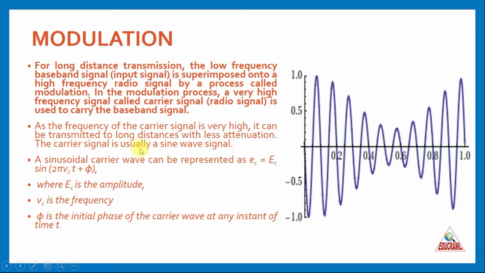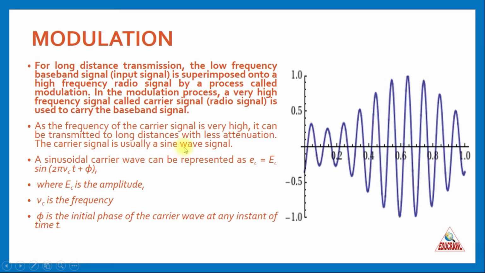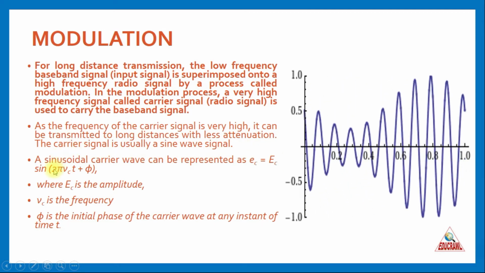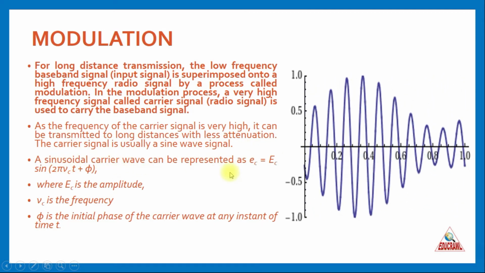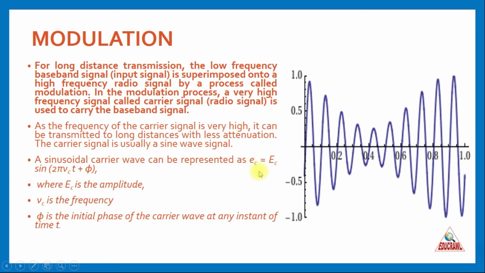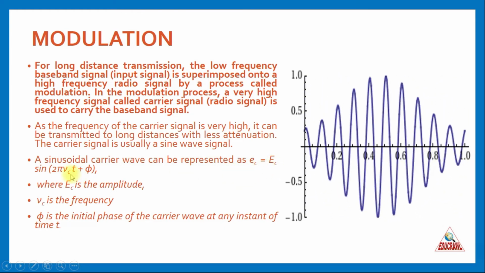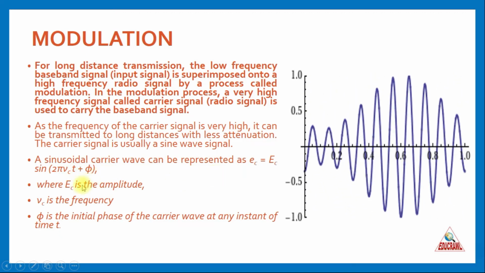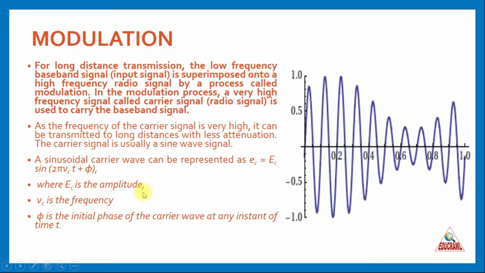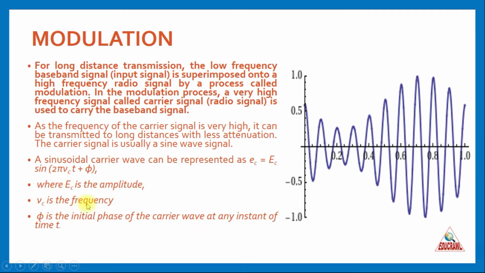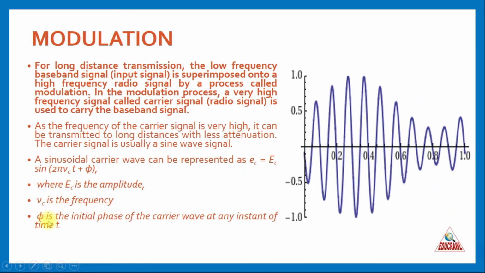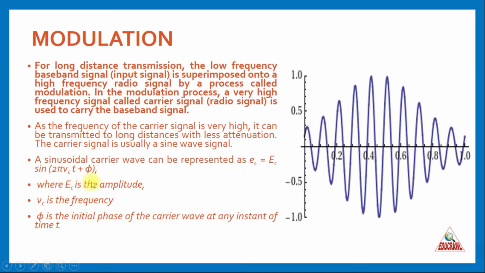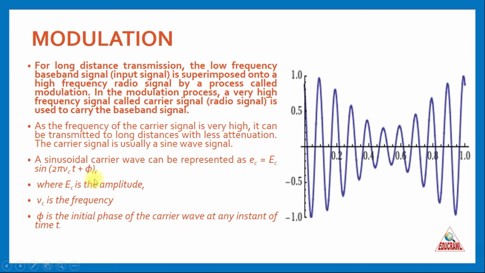Generally, the carrier signal is a sine wave signal, which is shown in the animation nearby. A sinusoidal carrier wave is represented as e_c = E_c sin(2π f_c t + φ), where capital E_c is the amplitude of the carrier wave, f_c is the frequency of the carrier wave, and φ is the phase of the carrier wave. These three are the major parts of a carrier wave.